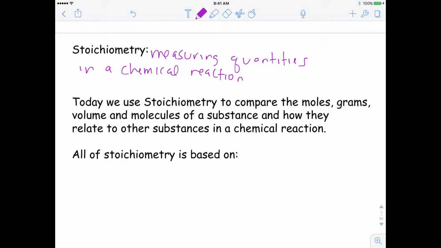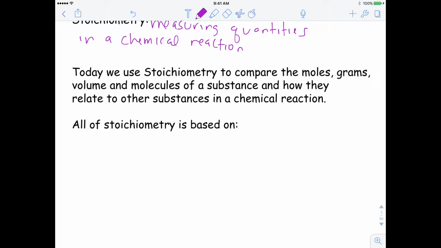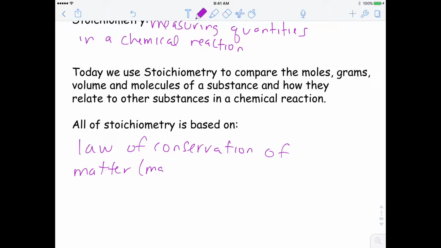So all stoichiometry is based on the idea of the law of conservation of matter, or mass. And so when we do stoichiometry problems, the first thing that we need to do is to balance an equation.